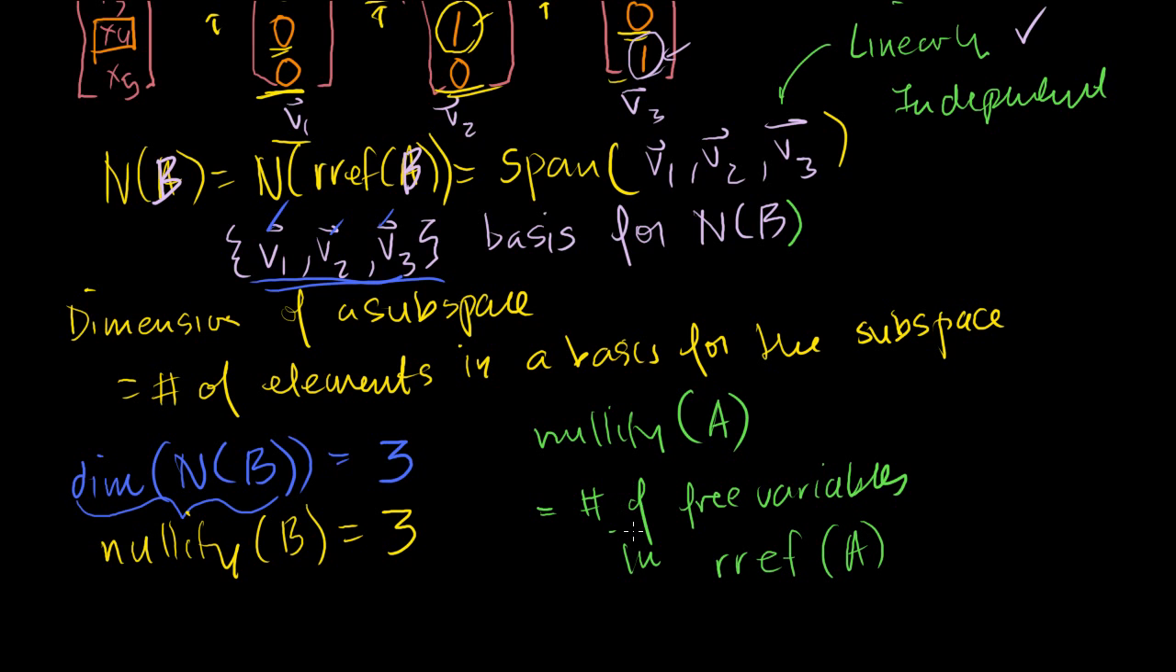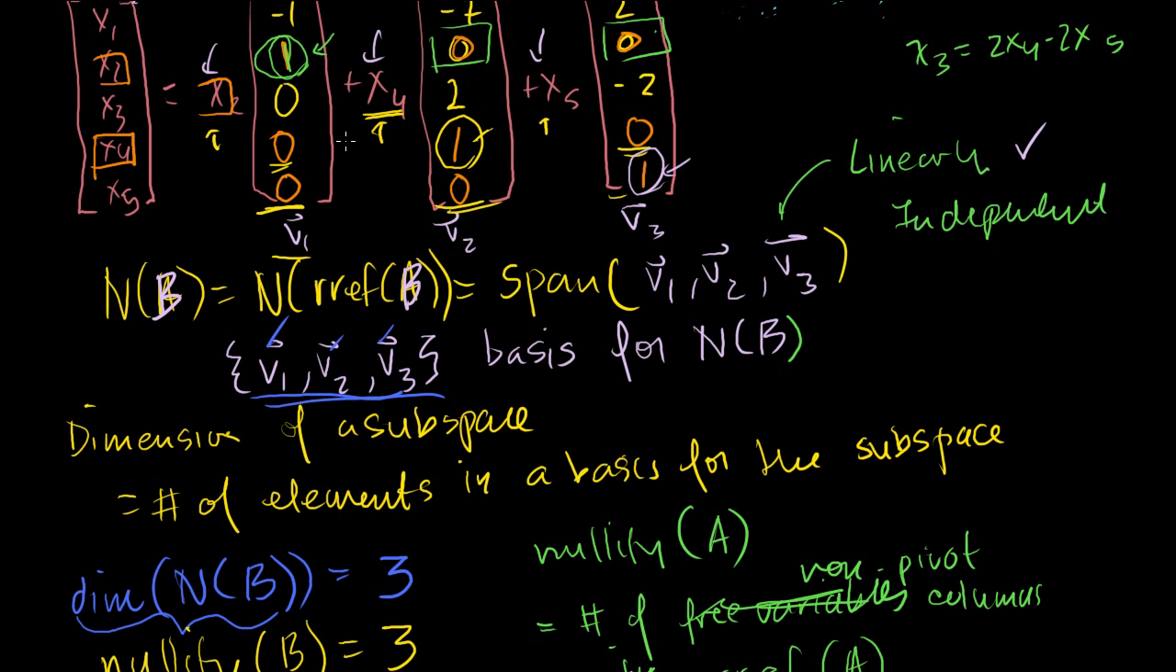Or I guess we could say the number of non-pivot columns is the best one. The number of non-pivot columns in the reduced row echelon form of A, because that's essentially the number of free variables. All of those free variables have an associated linearly independent vector with each of them, right? So the number of free variables is the number of vectors you're going to have in your basis for your null space. And the number of free variables is essentially the number of non-pivot columns in your reduced row echelon form, right?